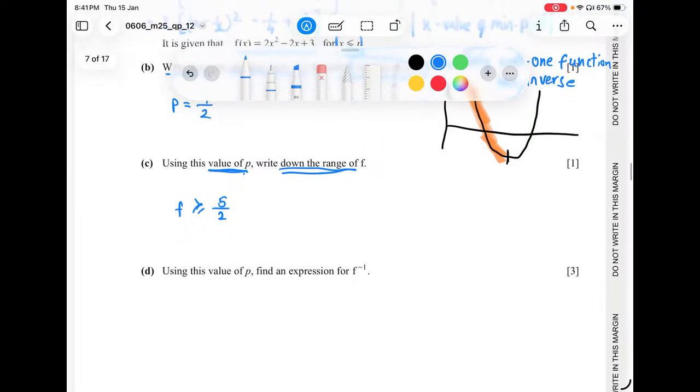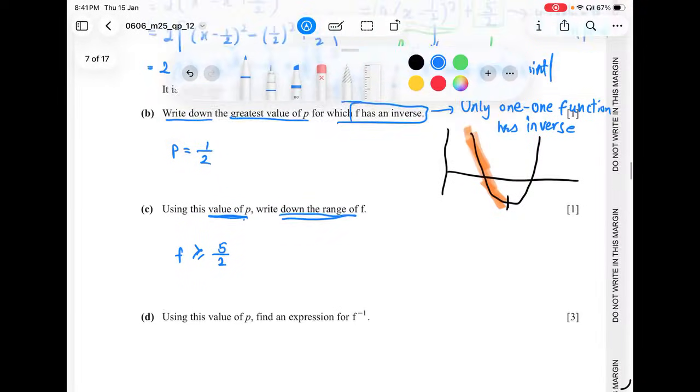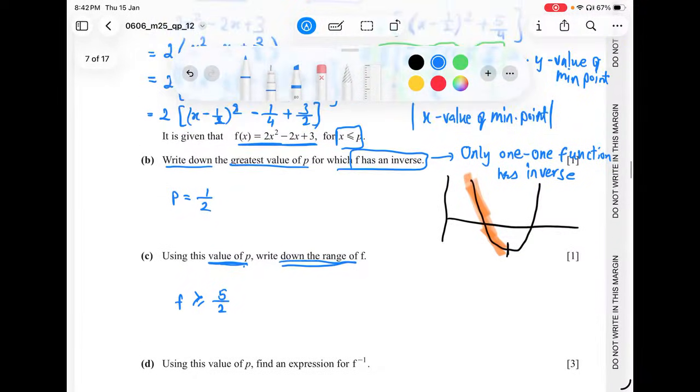So now let's move on to part D. Hope you understood how we found the minimum point and why we used the minimum point to find part B and C.